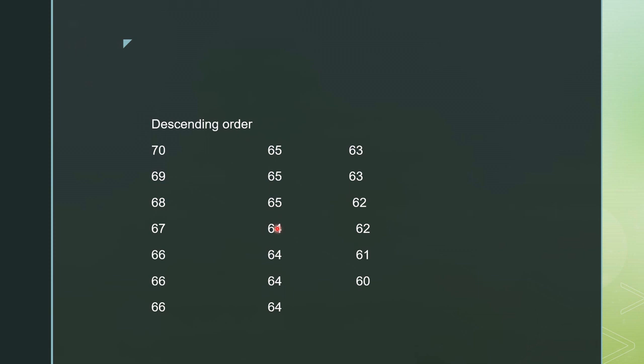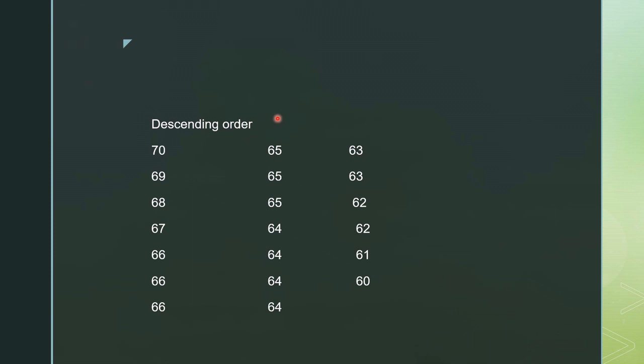But in the UGC NET site, the answer of this question is 65. Option B is given. So according to the answer, the question must be which value is the 50% of the x value of this array. Then the answer is 65. But the question is which value is exceeded 50%. Then the answer is 64. Okay. So here the right answer is 64. Okay.